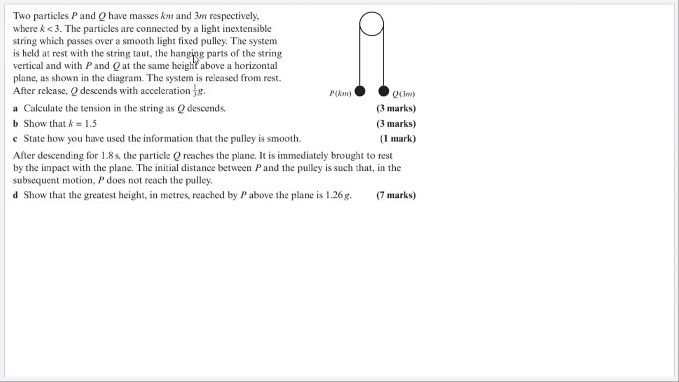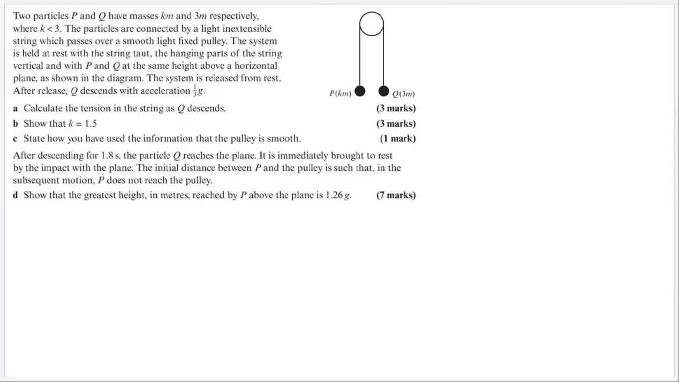The system's held at rest, so to begin with, these particles are stationary. That's not always true, but it normally is. And they are next to each other at the same height. The system's released from rest, zero velocity, as we've said. And then we're actually given the acceleration. So normally we're not given the acceleration. We have to work out T, the tension in the string, and the acceleration. Here we're given the acceleration, but in a moment we're actually going to be asked to work out k using that. It's exactly the same drill as normal.